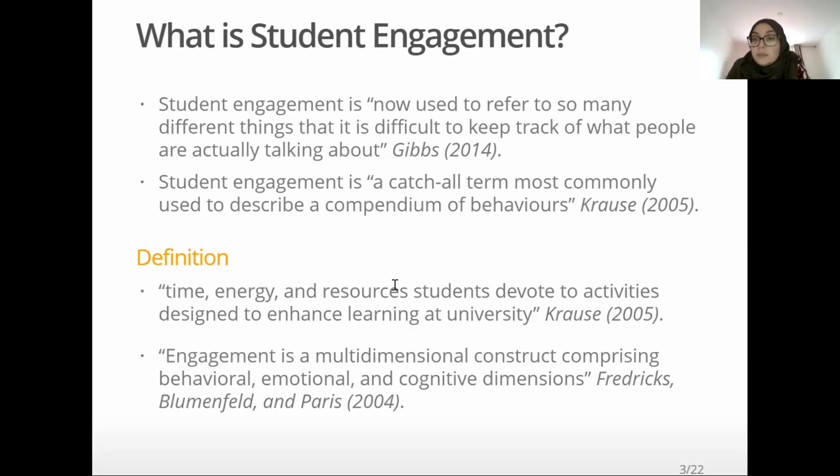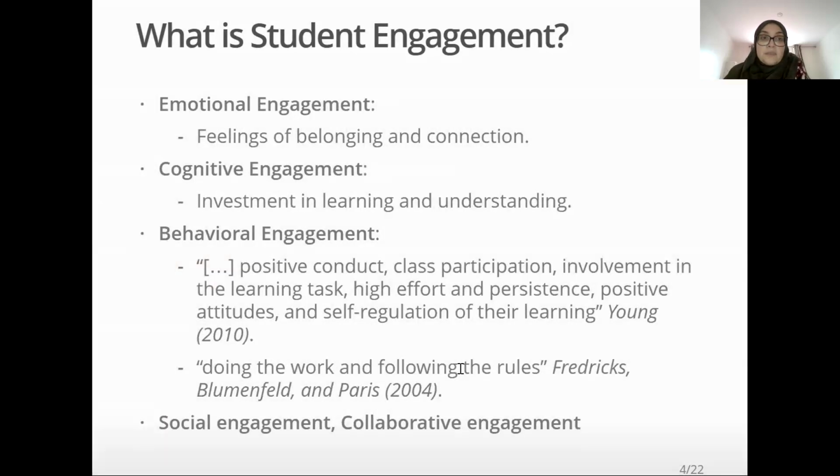Fredericks, Blumenfeld, and Paris broke it down further into three dimensions: the behavioral, the emotional, and the cognitive dimension. Each of these contributes to a more comprehensive understanding of how students interact with and benefit from their educational experience. Taking a closer look, emotional engagement involves feelings of belonging and connection. This is mostly about whether students feel part of the learning community. Then cognitive engagement reflects the mental investment students make in understanding.